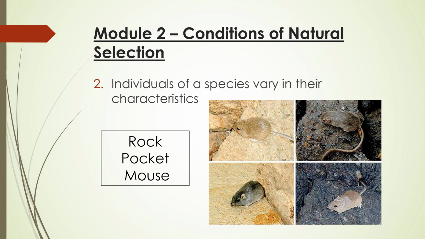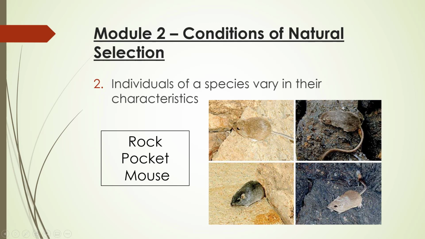Okay, so characteristic or condition number 2, individuals of a species vary in their characteristics. If you have a species where everything is almost all uniform, there's not going to be any change because there's no change to be made. So here you have a rock pocket mouse. These live in pockets of rock around volcanoes. And you can see there are 2 varieties, the light variety and the dark variety.